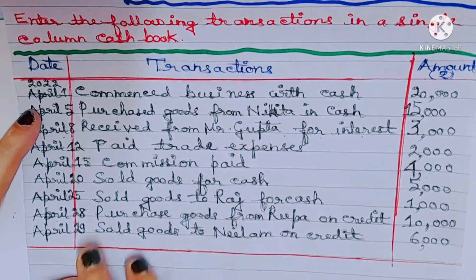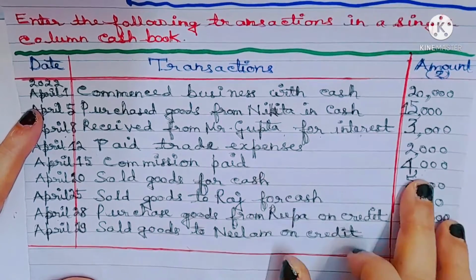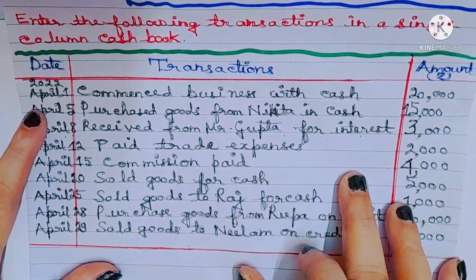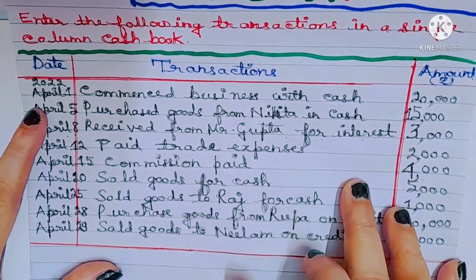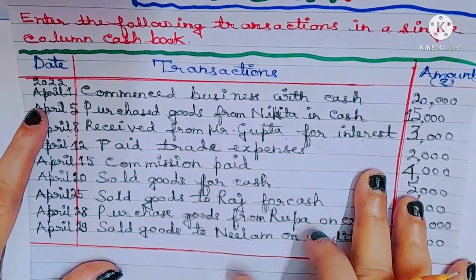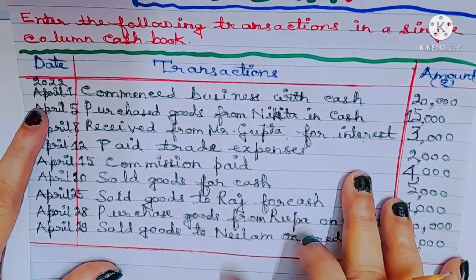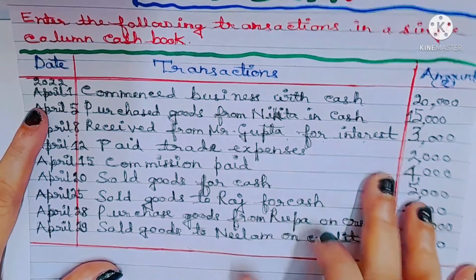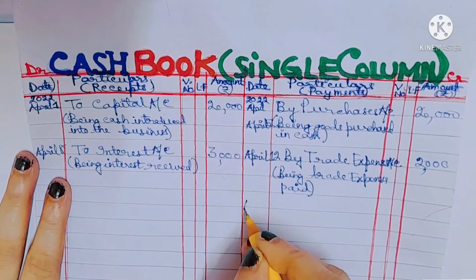The next transaction is on 15th April, commission paid 4,000. So what will be the journal entry? The journal entry will be commission account debit to cash account. What is the position of cash account? Since cash account is on the credit side, commission account will also be on the credit side. So we'll have to write by commission account in the cash book on the credit side. Okay, so let's write. What is the date? 15th April.